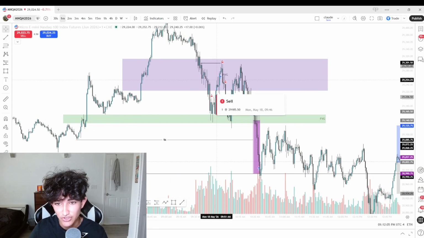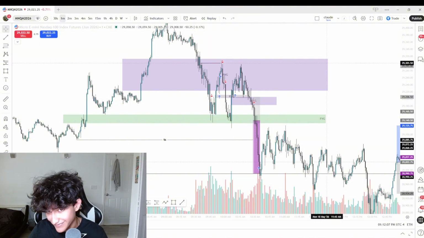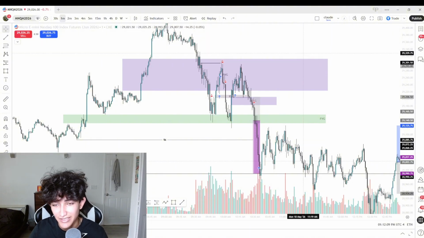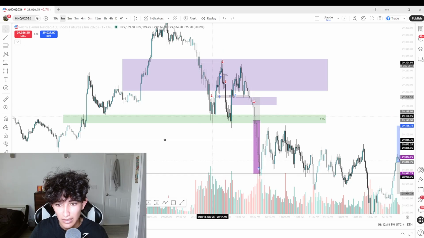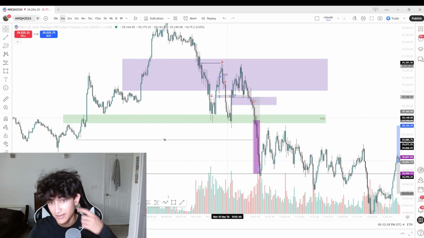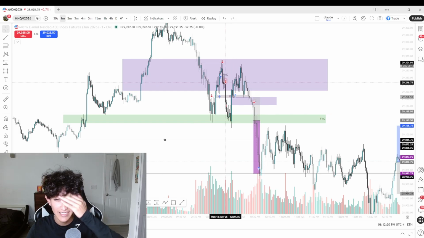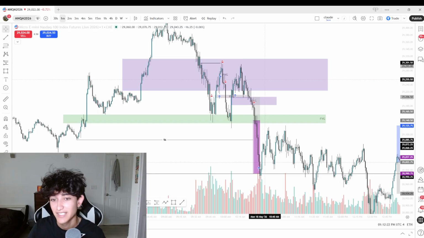So yeah, I took this short right here. Nothing crazy. Ended up having to get out right here, and then next time we came into this rejection block, I did take another 1 minute short right here, basically three shorts.